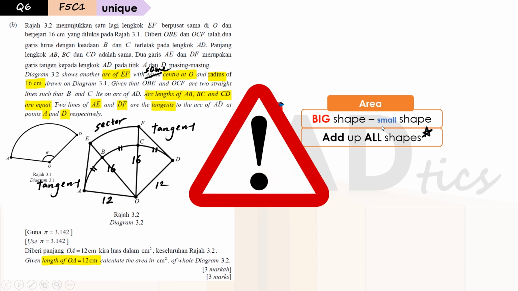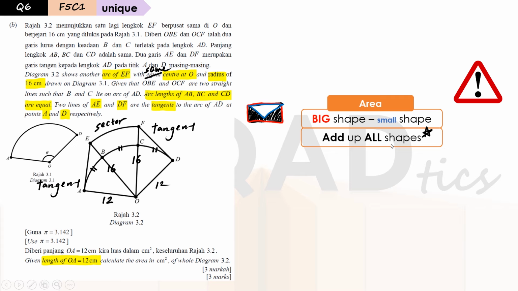Now coming back to this question, we are going to use the second method, add up all the shapes. We need to do two things here. The first thing is to recognize all the shapes in the diagram. And the second thing we need to do is to select the correct formula to find out the areas of each of the shapes here.